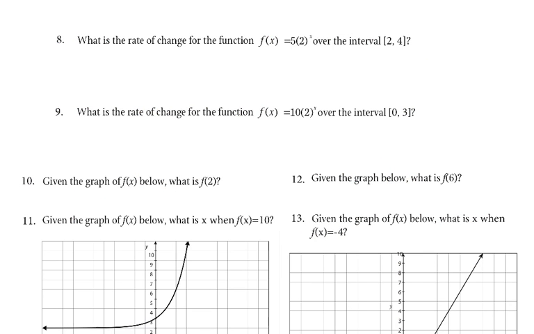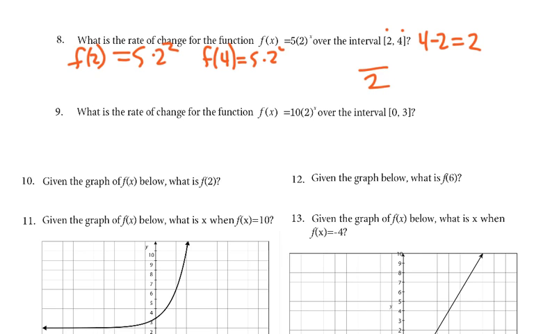Now on 8 and 9, these are exponential, so a little bit more difficult to deal with. So 4 minus 2 would give me 2, so my bottom number is 2. So then I take these x values, and I'd go f of 2 equals 5 times 2 squared, and then f of 4 equals 5 times 2 to the 4th. Well, 2 squared, 2 times 2 is 4. 4 times 5 gives us 20. So I get f of 2 equals 20.